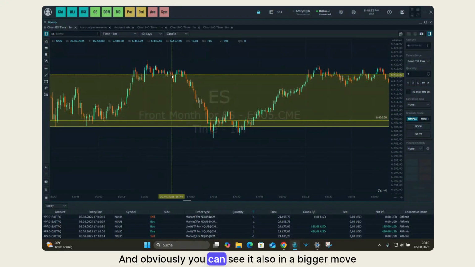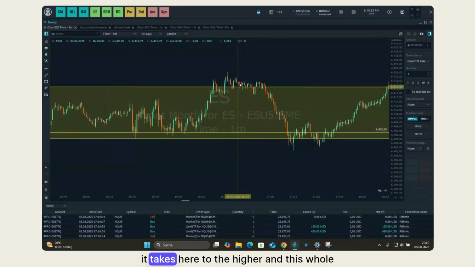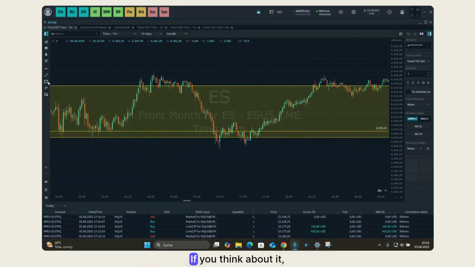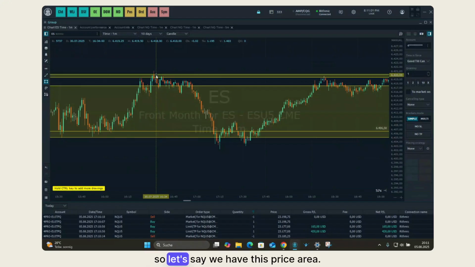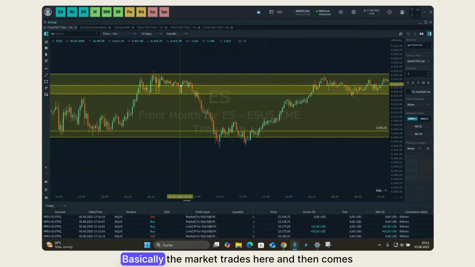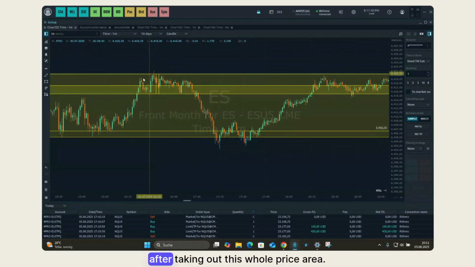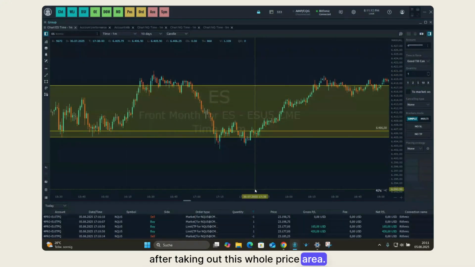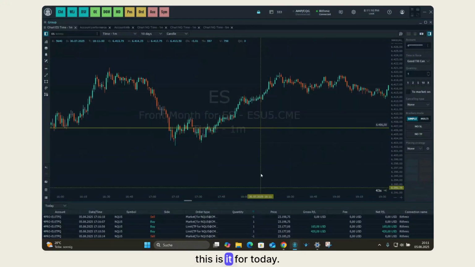And obviously you can see it also in a bigger move. It takes here to the higher, and this whole channel, if you think about that, so let's say we have this price area. Basically the market trades here and then comes back down again after faking out this whole price area. And yeah, this is it for today.